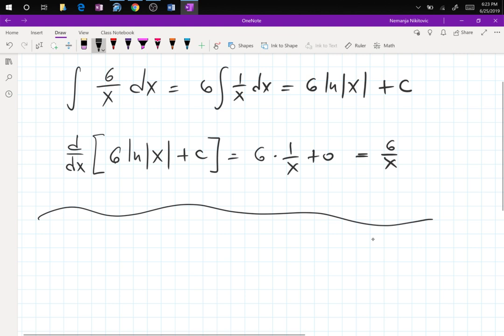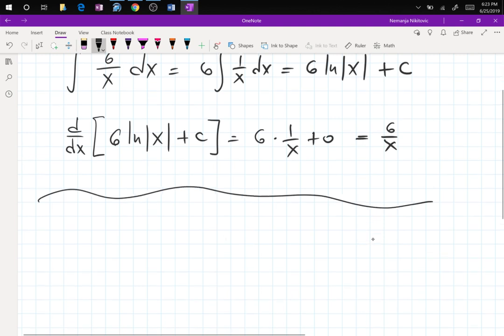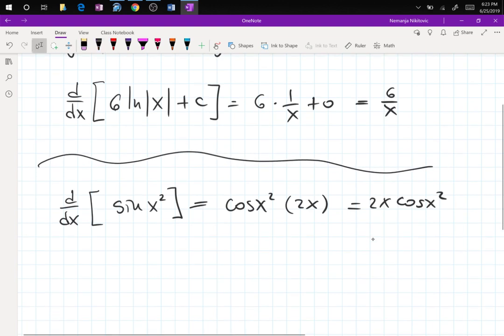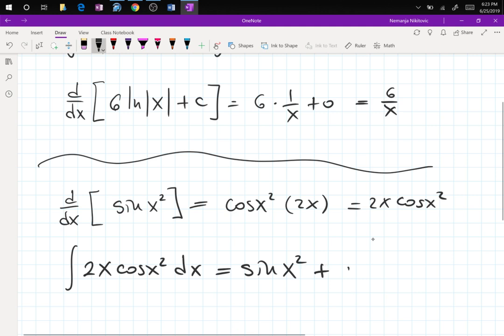Now, I already said that this U substitution part is going to be backwards chain rule. That means that if you had some kind of a chain rule problem, let's say you had sine x squared to deal with, well, the derivative of sine is cosine x squared and then times 2x, which gives you 2x cosine x squared. So this means that the integral of 2x cosine x squared dx is equal to sine x squared plus c.